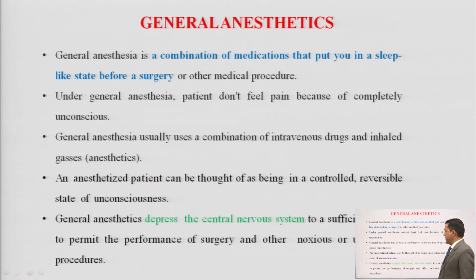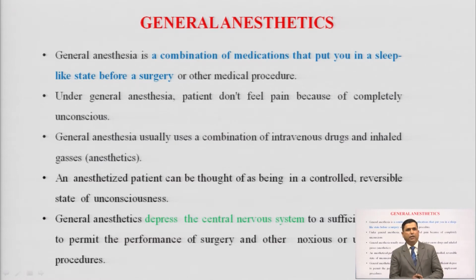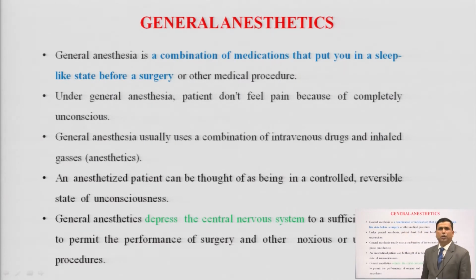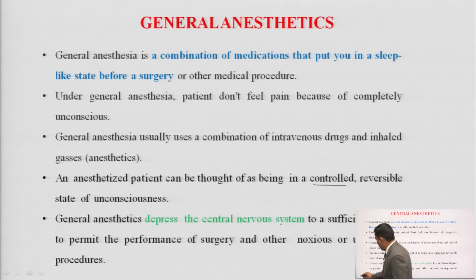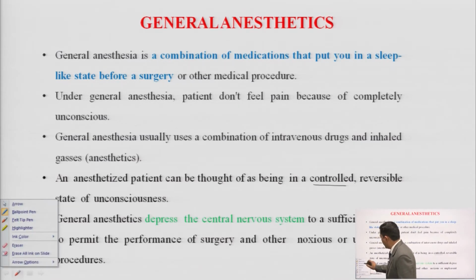General anesthetics are used basically in a combination of intravenous drugs and inhaled gases. There are two types of general anesthetics: inhalational anesthetics and intravenous anesthetics. By using general anesthetics, the patient can be thought of as being in a controlled, reversible loss of consciousness. This is a very important point: it is a controlled loss of consciousness.